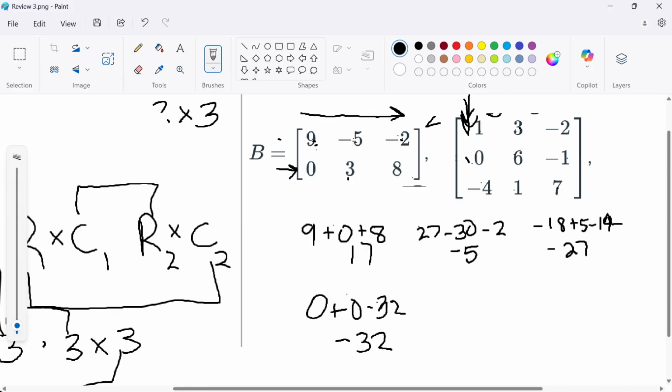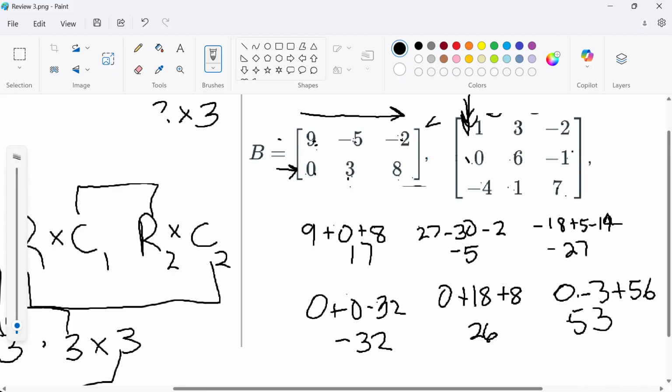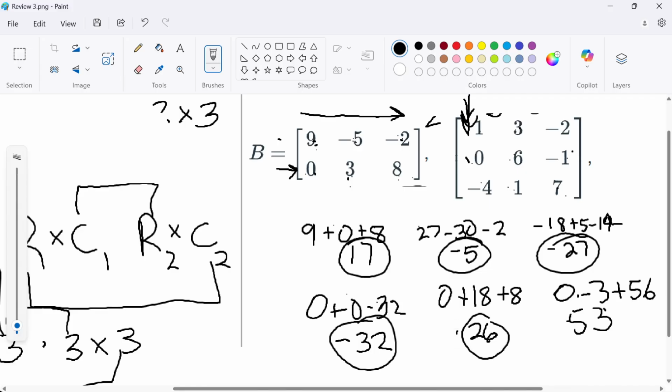And then I'm going to get 0 times 3 is 0. 3 times 6 plus 18. 8 times 1 is 8. 18 plus 8 is 26. And then for the last spot, it's going to be 0 times negative 2 is 0. 3 times negative 1 is negative 3. 8 times 7 is 56. And that's 53. And so this is the matrix. It's 17, negative 5, negative 27, negative 32, 26, 53.